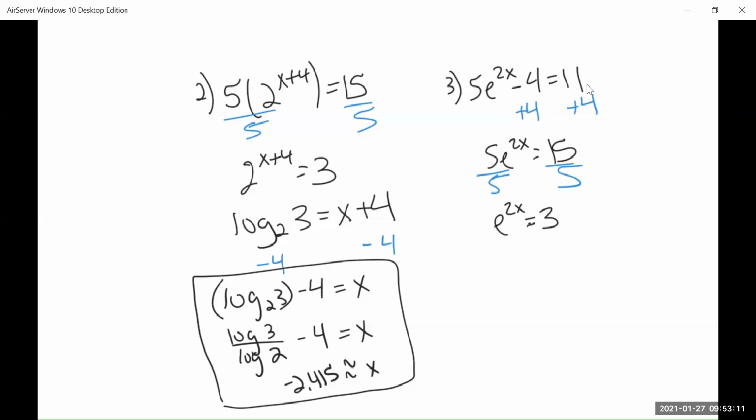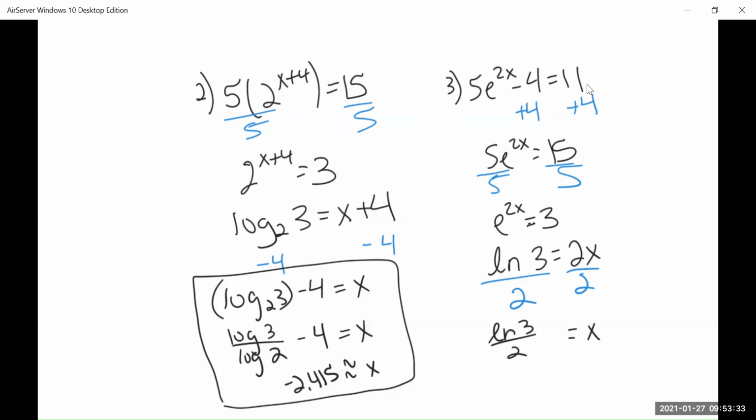Since it's a base of e, we have a special log, the natural log. Remember, natural log automatically has base of e. I don't need to write that. So natural log of 3 equals the exponent 2x. And then we can divide everything by 2. So x equals the exact answer of natural log of 3 divided by 2.